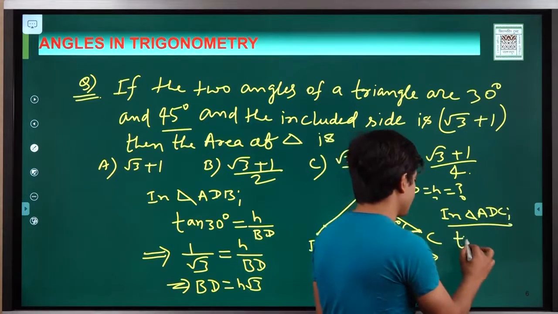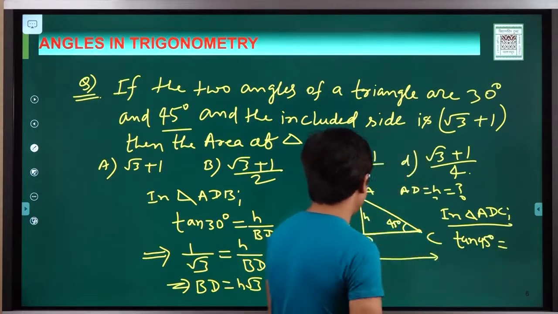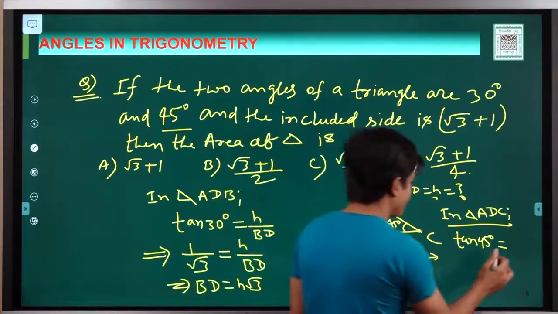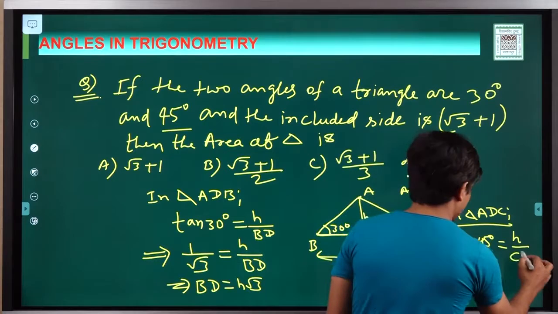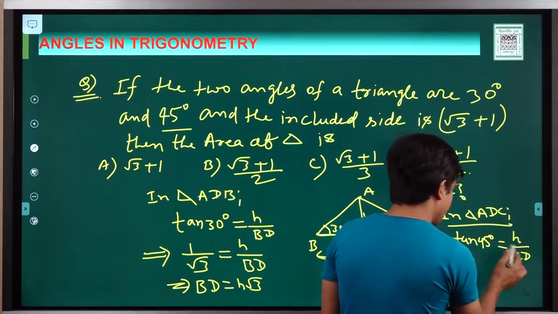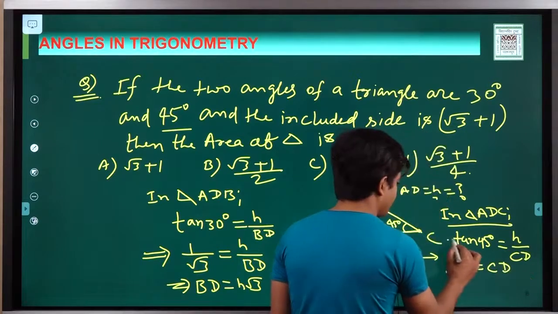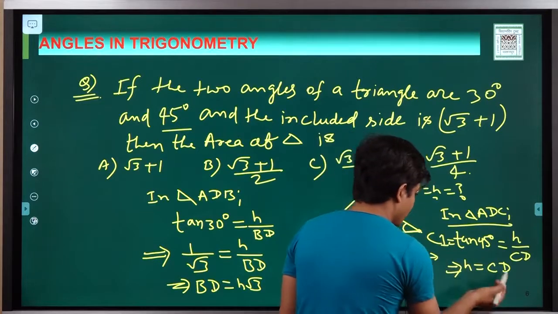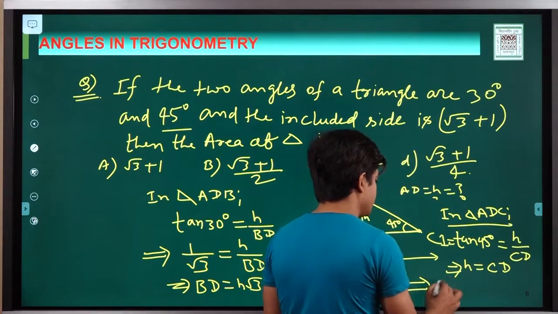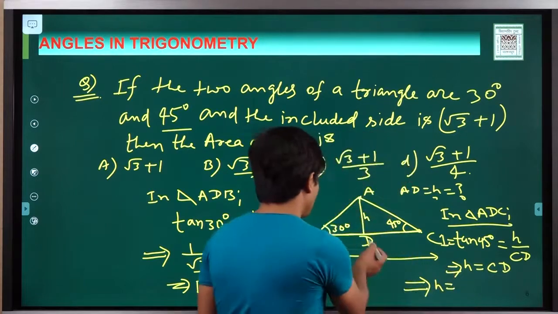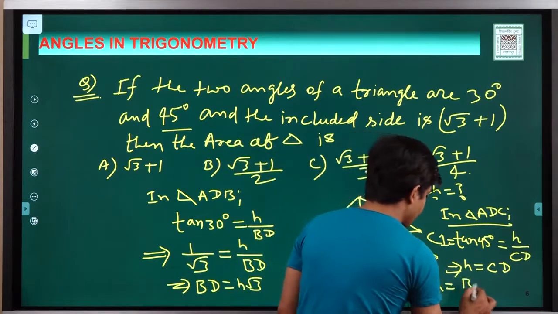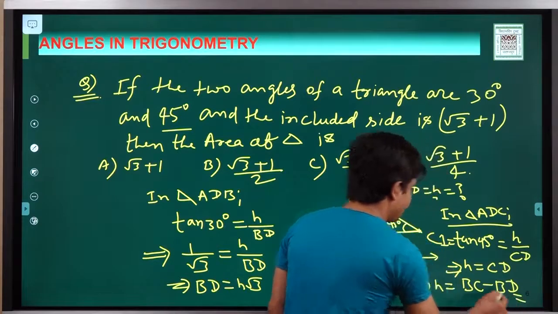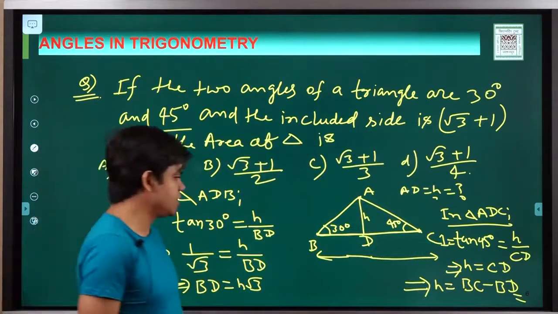Now in triangle ADC, what can we say? Tan 45 degree is AD upon DC. AD is H, so H upon CD. From here we can say our H equals CD, because tan 45 is 1. So H equals CD, and CD can be written as BC minus BD. So H is BC minus BD.